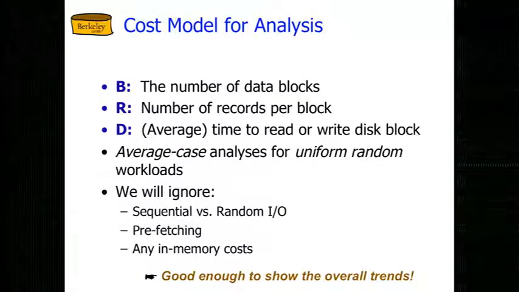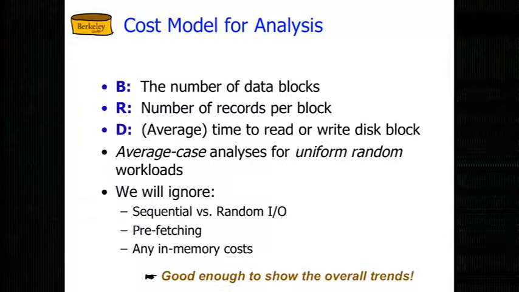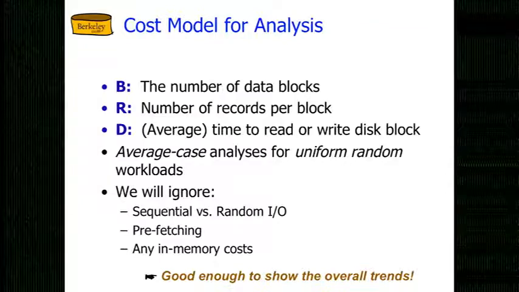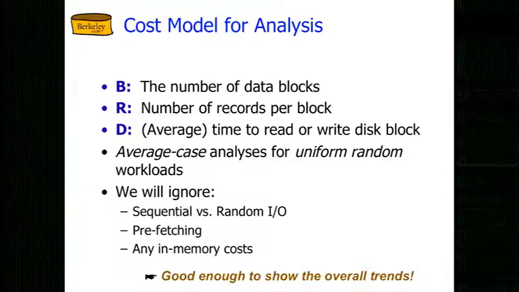All right, here's our cost model for our analysis. The assumptions have begun, because these are the only things we're going to measure. B is going to be the number of data blocks in the file, the size of the file in blocks. R will be the number of records per block, which is, I think, a different notation than they used in the book earlier. So R is going to be the number of records per block for today. And D is going to be the average time to read or write a disk block. And we're just going to look at the average.